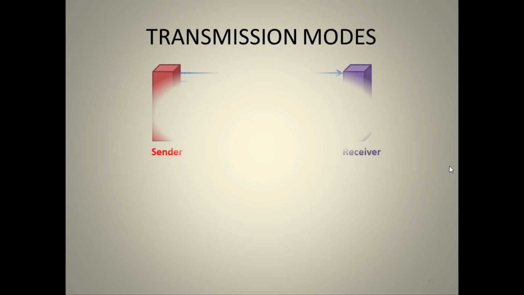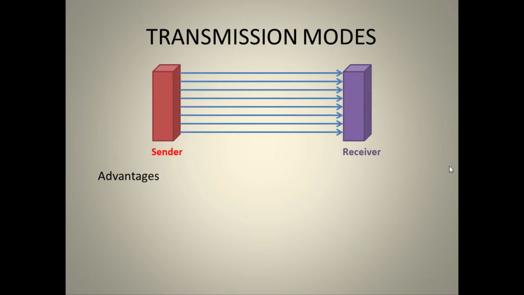Now what are the advantages of parallel transmission? Of course, high speed, more data can be sent at a time, and it is an efficient transmission. If the speed of the sender is very fast, we can make efficient use of the sender and the receiver. Then there is reduced latency, meaning the delay is very less. Compared with serial communication, the delay in this case will be less.